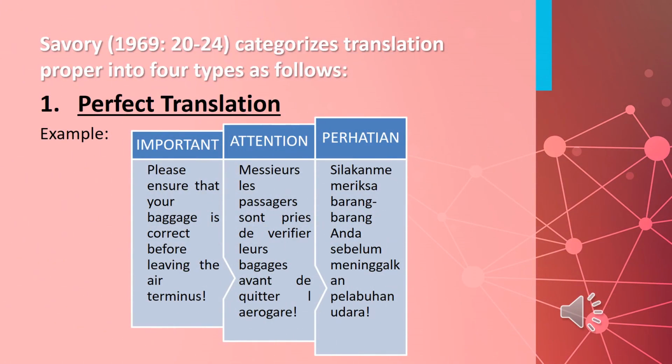Savory categorizes translation proper into 4 types as follows. Number 1 is perfect translation. All purely informative statements, such as are encountered by the traveler, are used by the advertiser. For example, at some air terminal, there hang notice boards with the following messages.